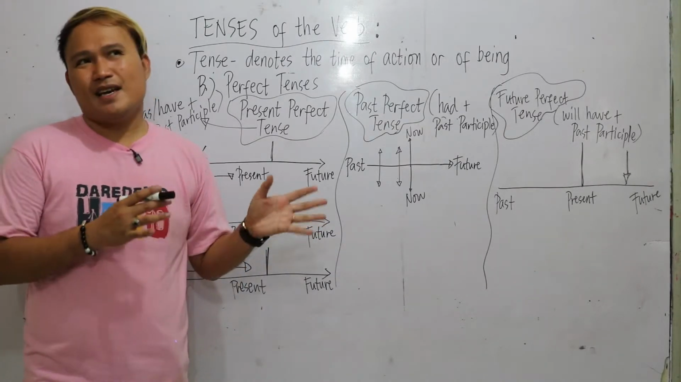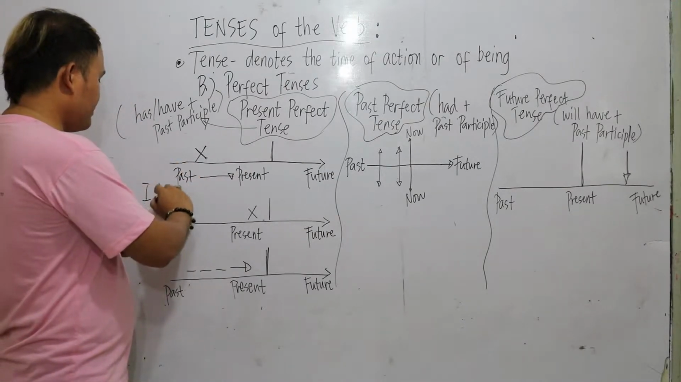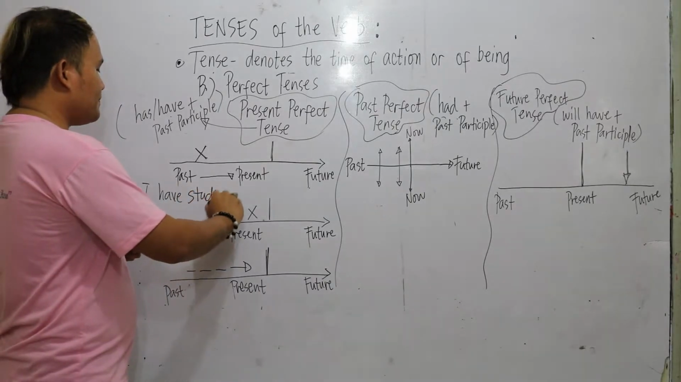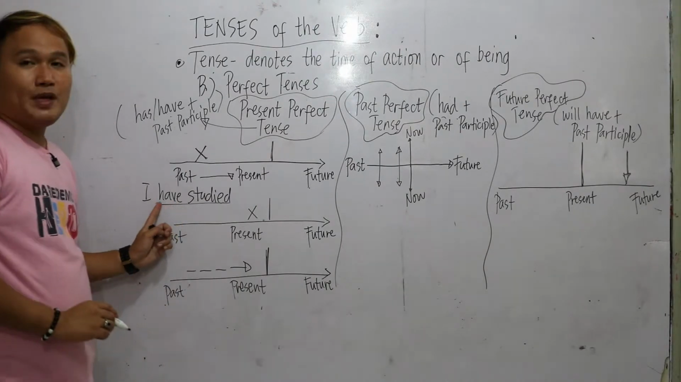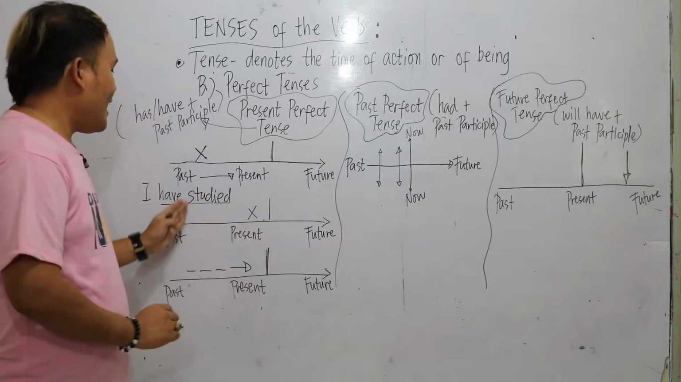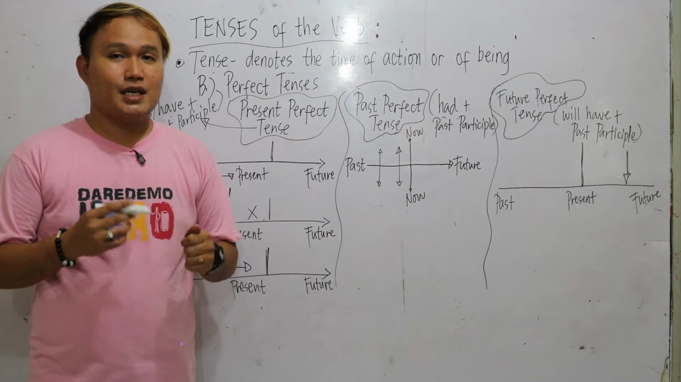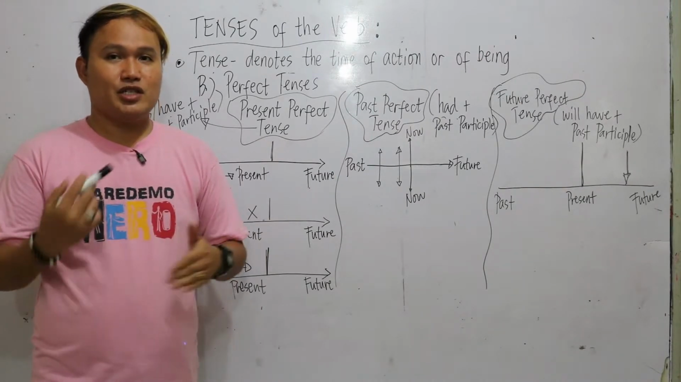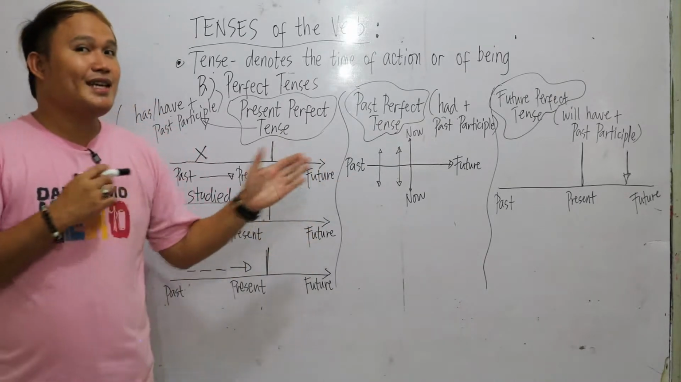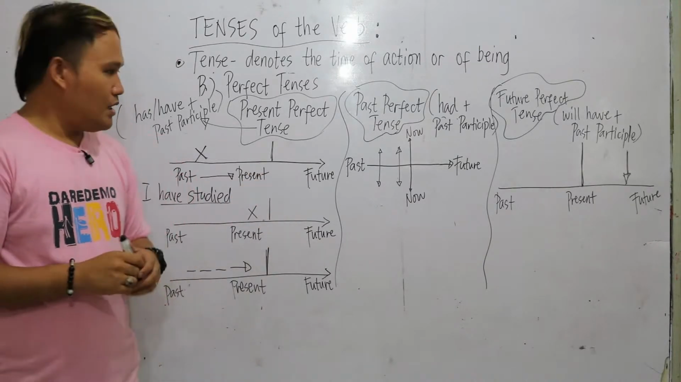So we have I have taken, or I have studied rather. You have there the formula have plus the past participle form of study, which is studied. I have studied Bachelor of Secondary Education, major in or specializing in English. That's why I'm teaching English now as a subject. So that's in connection to the past event that happened. There you have it.